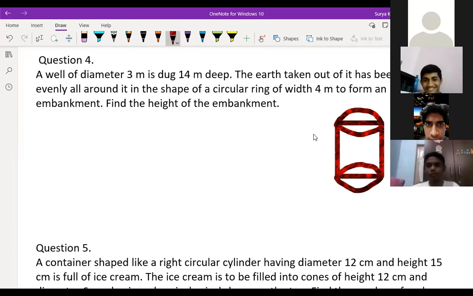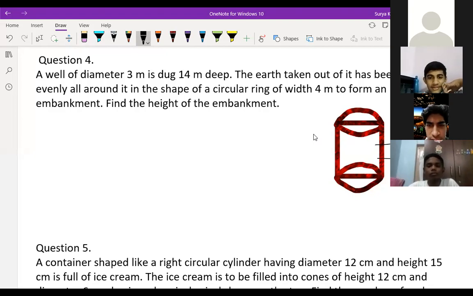So a well of diameter 3 meters. The diameter is given as 3 meters, which means we should write the radius here. So R is equal to 3 by 2 meters, and it is dug 14 meters deep, which means H is equal to 14 meters.